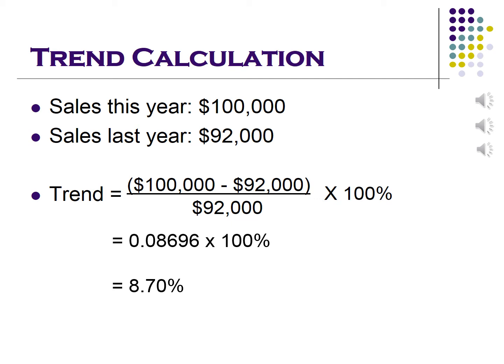Okay, so let's take a look at the answer together. Trend equals this year's dollar minus last year's dollar over last year's dollar. So we apply that formula to this example. This year's sales was $100,000, minus last year's sales, $92,000. And you divide the answer by last year's sales, which is $92,000, and turn that into a percentage number by multiplying the answer by 100%, and that would be 8.70%.